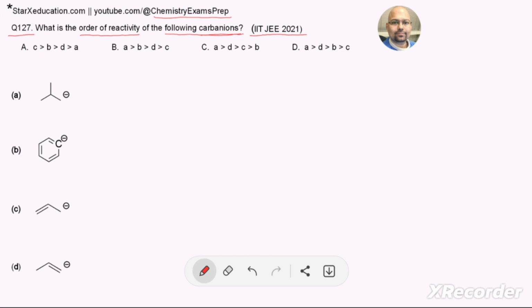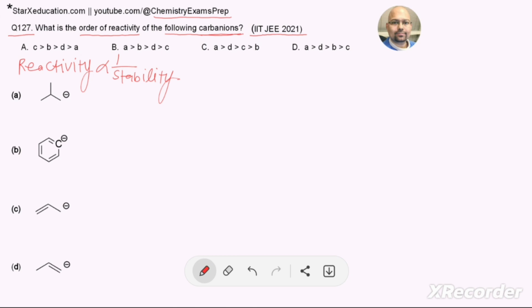To answer this question, we need to see the stability of these 4 carbanions, and then apply the principle that the reactivities are generally inversely proportional to the stabilities of these charged species.